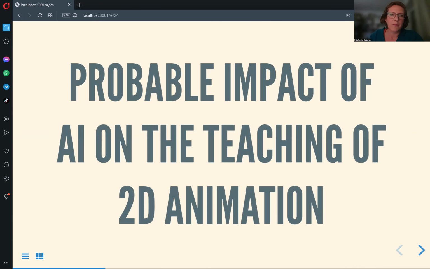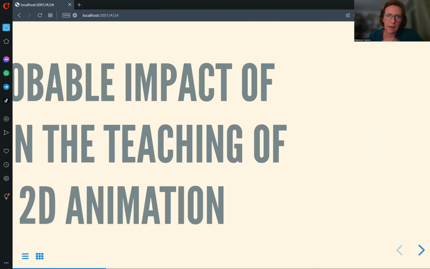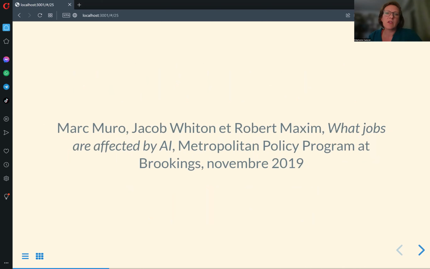So what about animation and 2D animation? Animation professions are art and entertainment, okay, but they are also very technological and in fact very exposed to AI. In addition, the impact of AI will depend on the adoption of these technologies by the business concerned, and this factor is difficult to anticipate.